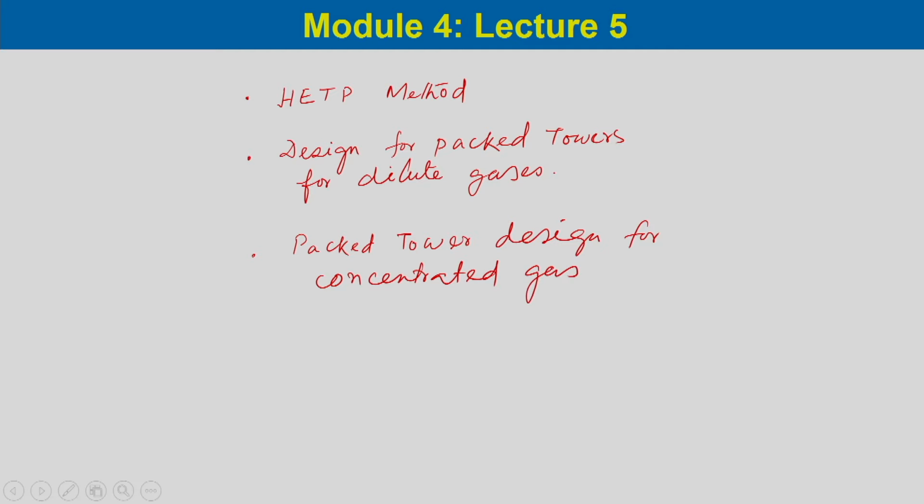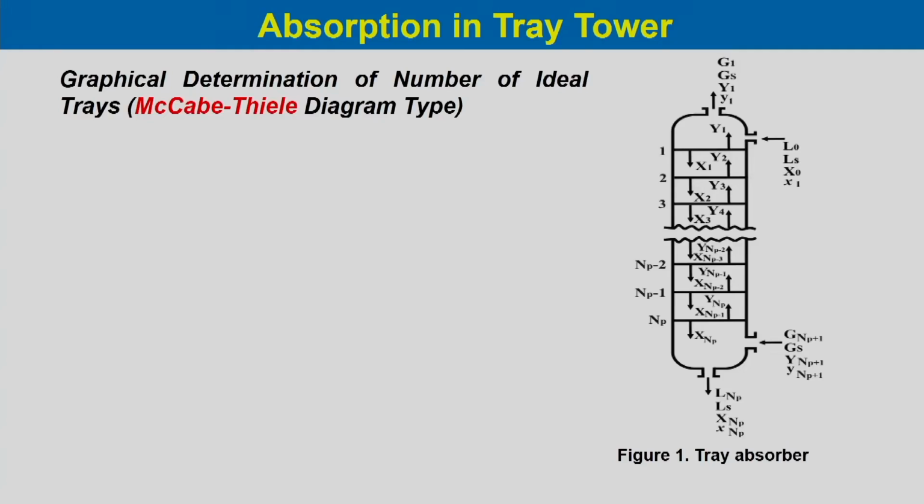In this lecture, we will mostly consider the design of plate towers, both for single component absorption and also as an introduction to the multi component system. Now, let us consider absorption in tray towers. As we introduced during the discussion of equipment for absorption and distillation processes, there are two major towers, one is packed towers, another is tray towers or tray absorber.